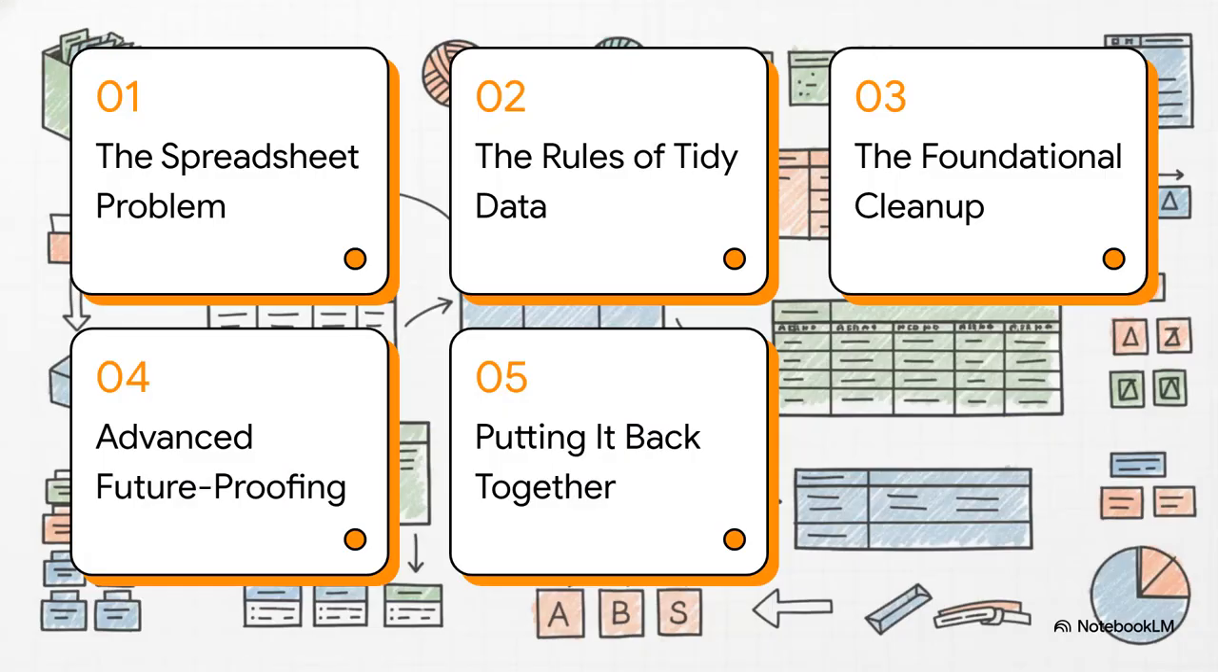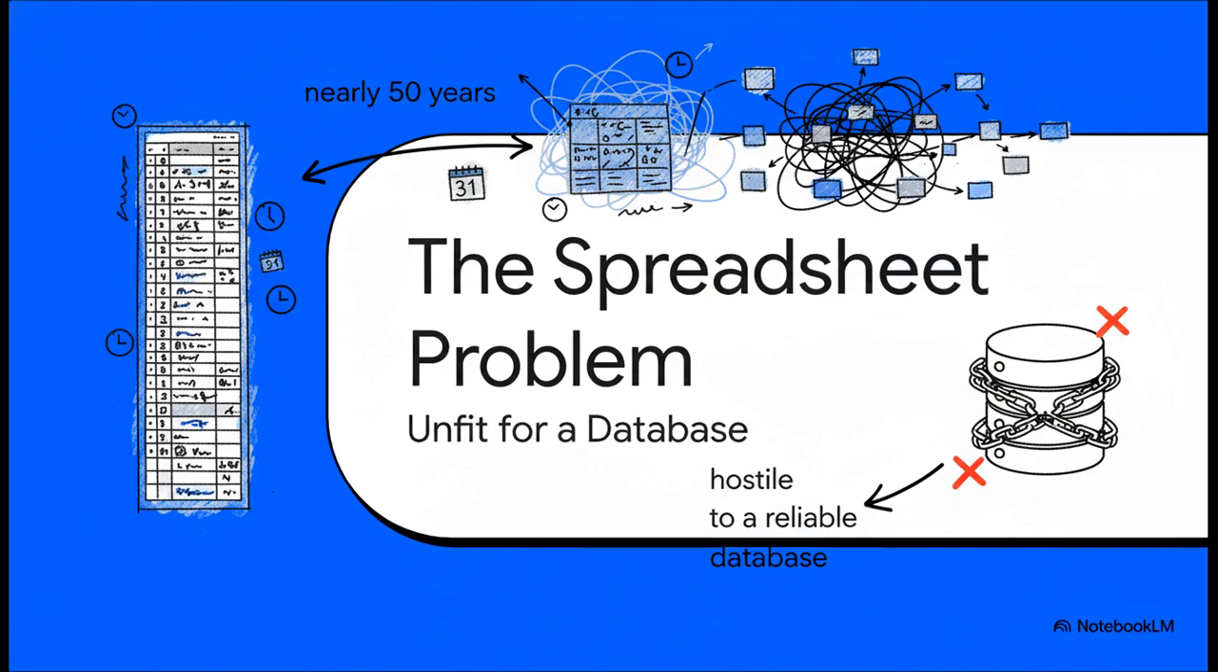So, here's our game plan. First, we're going to diagnose the problem, figure out what makes the original data so messy. Then, we'll go over the rules for tidying it all up. After that, we'll walk through the cleanup process step by step, the real foundational work. We'll even touch on some advanced techniques for future-proofing. And then, for the grand finale, we'll prove that our new super clean system can do everything the old one could, but a whole lot better. Okay, let's get into it.